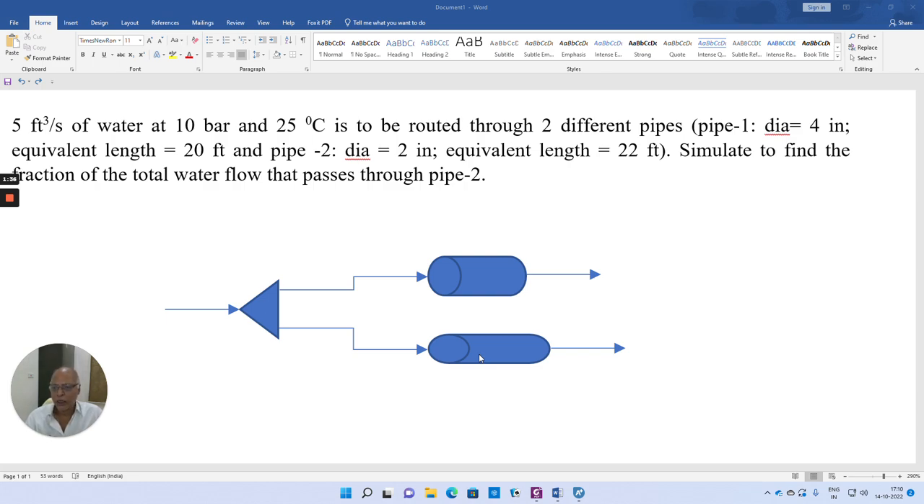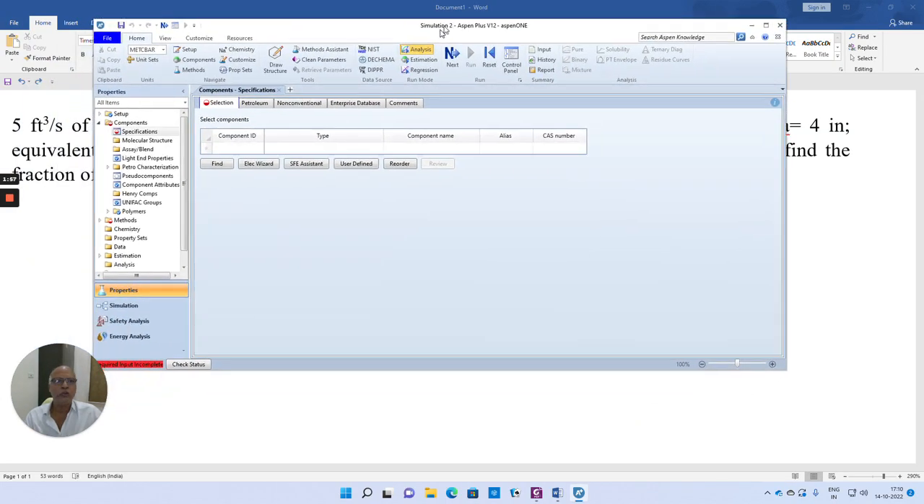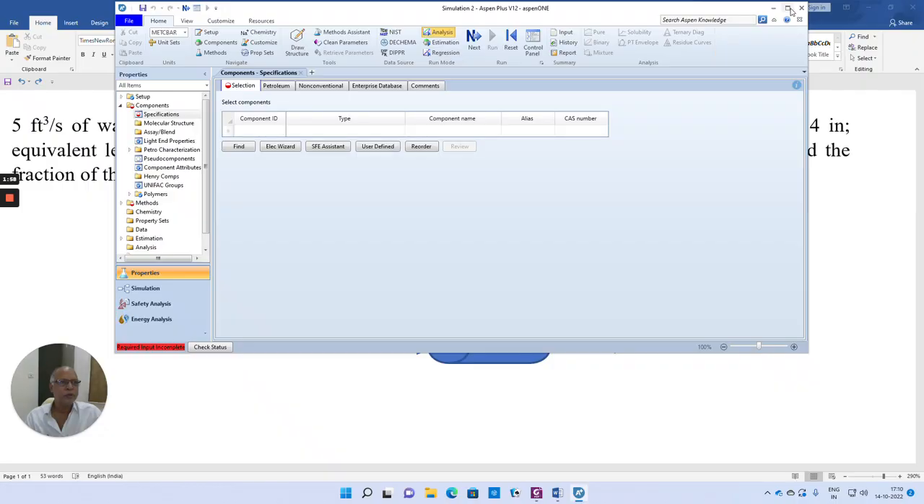Now, what kind of logic or principle should we make use of in order to decide on an optimum distribution of flow? Maybe you can think in the background what should be the logic that we need to employ in order to identify a proper distribution using these two parallel pipes. Now let us try to solve this problem using Aspen simulation.